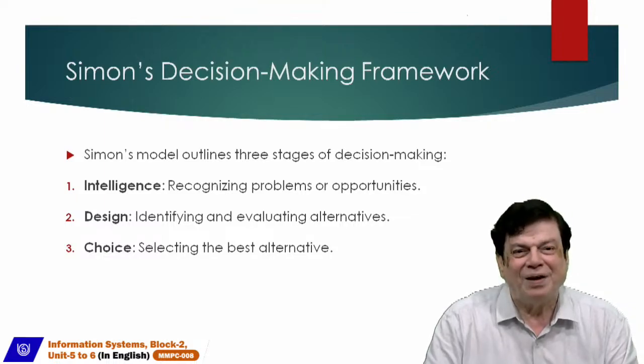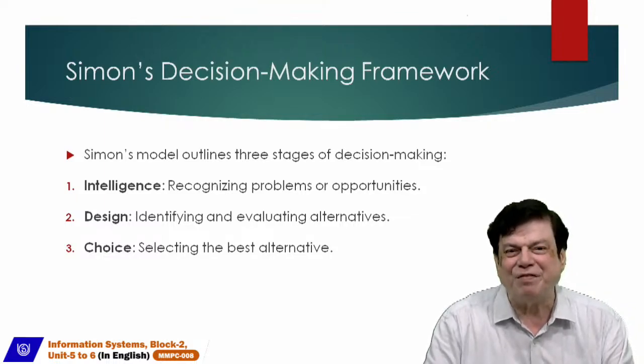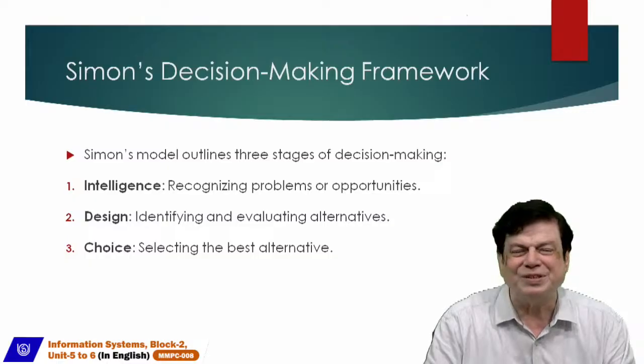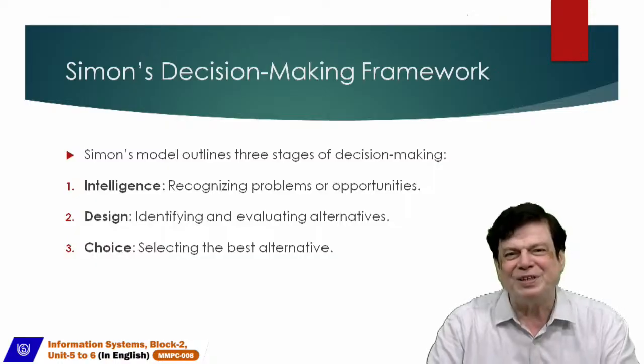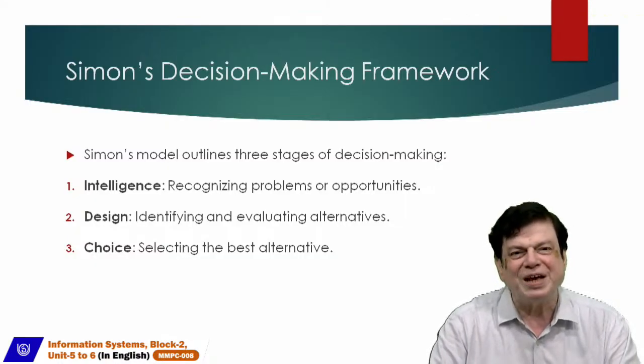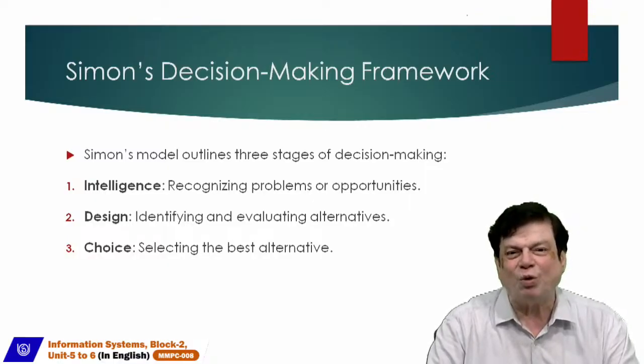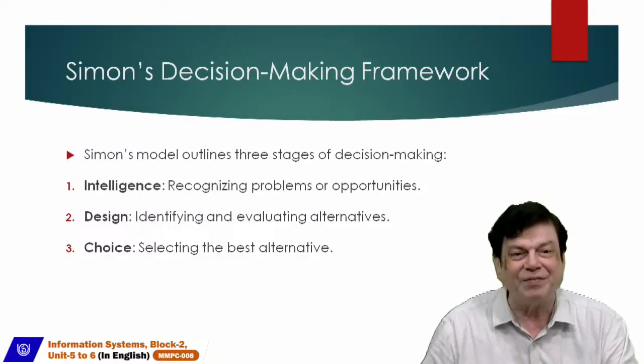So, under Simon's decision making framework, we have seen 3 stages of decision making. Number 1 is intelligence, recognizing problems or opportunities. Number 2 is design, identifying and evaluating alternatives. Number 3 is choice, selecting the best alternative.